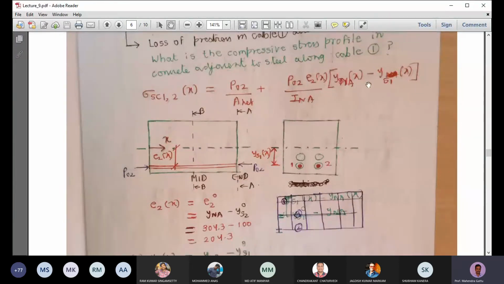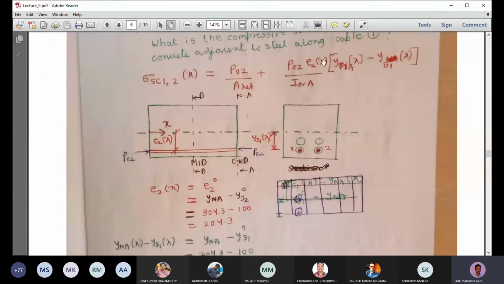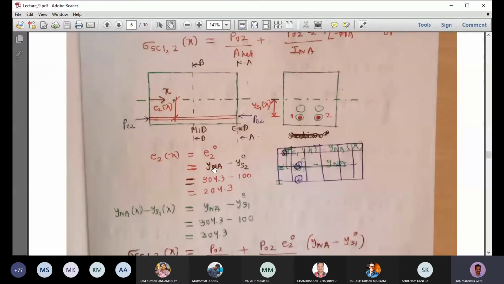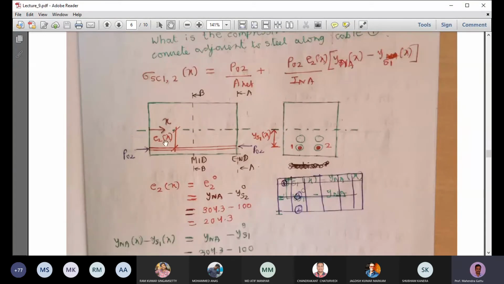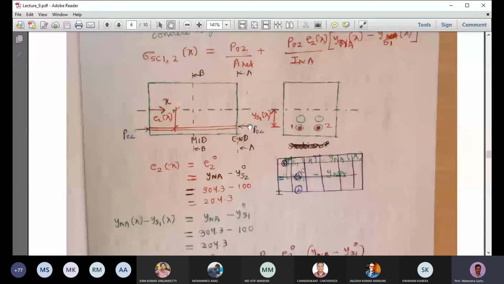So let's introduce this general expression for the compressive stress profile along cable 1 due to post-tensioning of cable 2. For this problem, E2 of x is constant, and that is E2 naught, where E2 naught is y neutral axis minus ys2. It will be 304.3 minus 100, which is 204.3. So due to post-tensioning of cable 2, there is a uniform moment produced along the x direction, meaning a uniform moment at any cross section due to this P02 E2. And what is the distance y from the neutral axis?